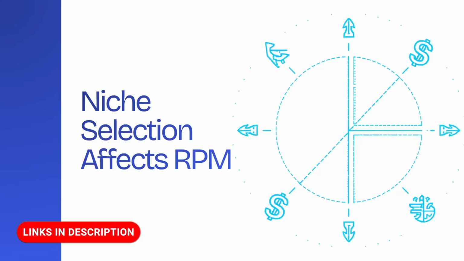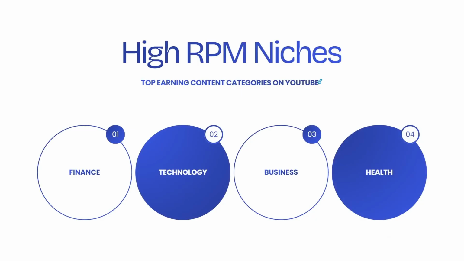Now let's come to the main part of the video. First thing you need to understand is that niche selection affects RPM heavily. Some niches naturally attract higher paying advertisers. For example, finance, business, software, marketing, AI tools, investing, and online business topics. They usually have much higher RPM compared to entertainment or meme content. This happens because companies in those industries are willing to spend more money on advertising.